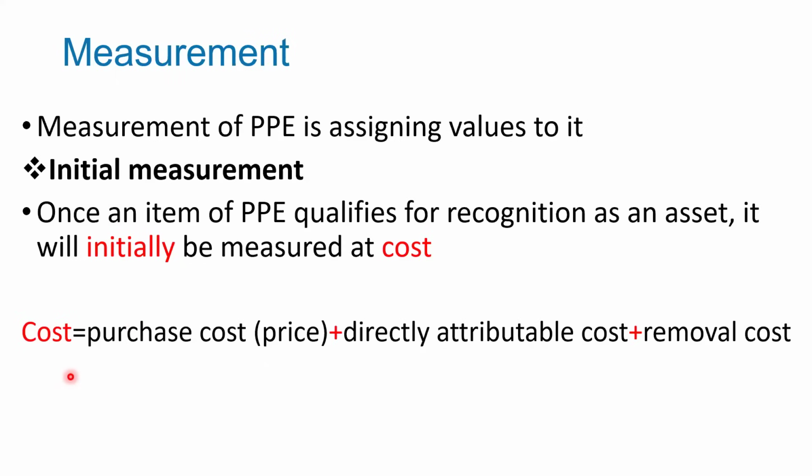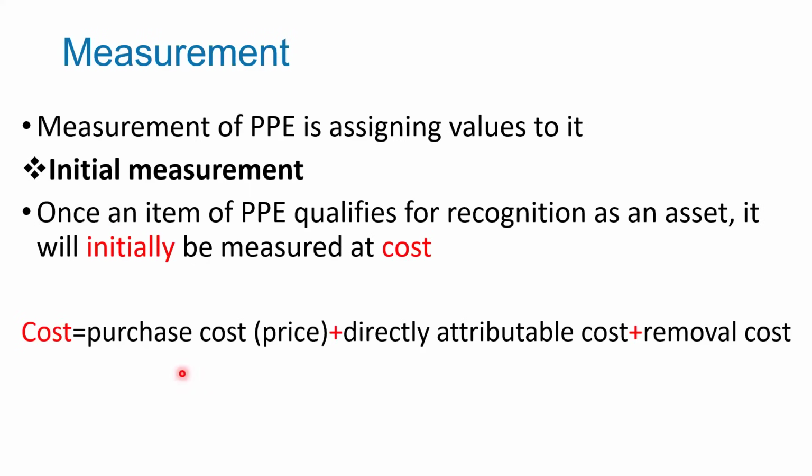But now, what's the formula for cost? Or how do we get the cost of the item of PPE? Cost is the purchase cost or purchase price, plus directly attributable cost, plus removal cost. So this is the component of what? Cost. When we say cost, what do we mean?